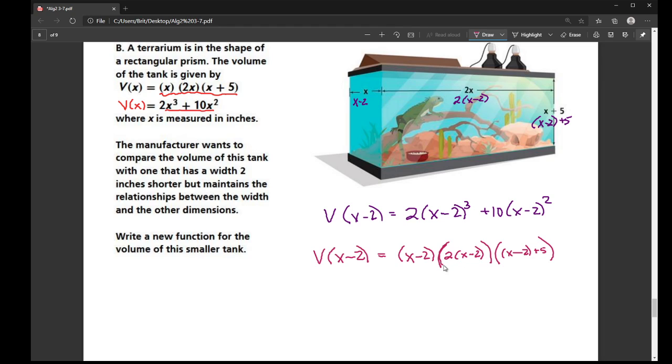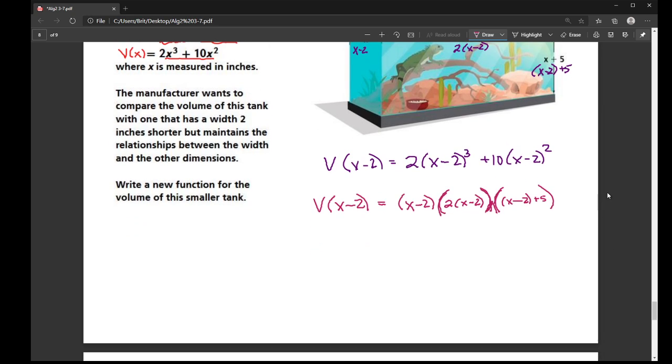So notice I have these bigger grouping symbols so that I can actually simplify the length and the width and the height before I multiply this out. So let's check it. Here I have my x minus 2. Now here I need to distribute, right? So 2 times x is 2x, and 2 times negative 2 is negative 4. And then here, x minus 2 plus 5 turns into x plus 3. So see how now I only have 3 things to multiply together as opposed to a bunch of them?